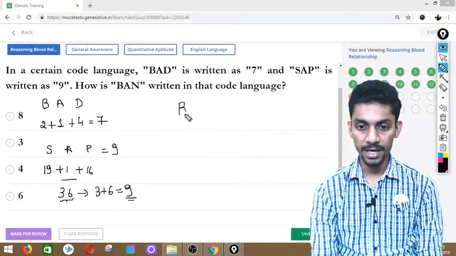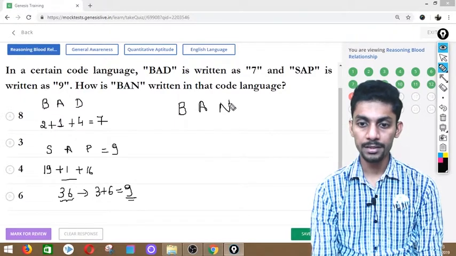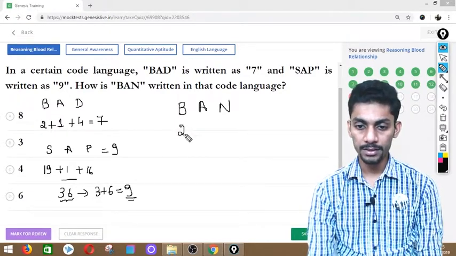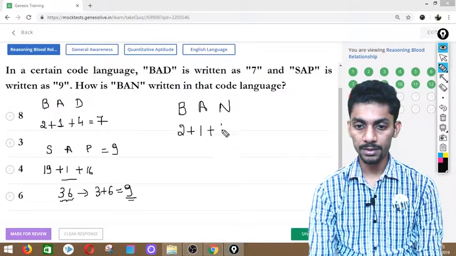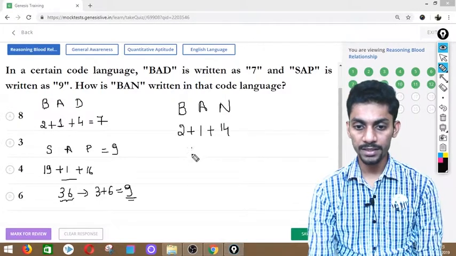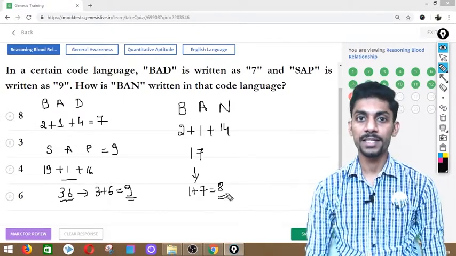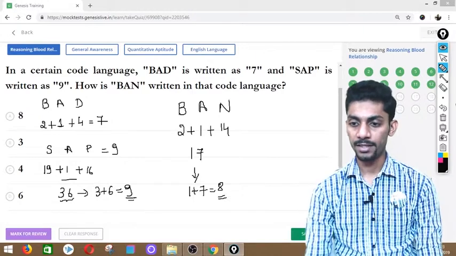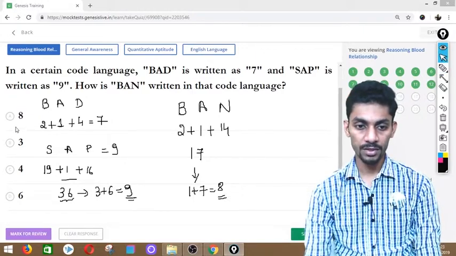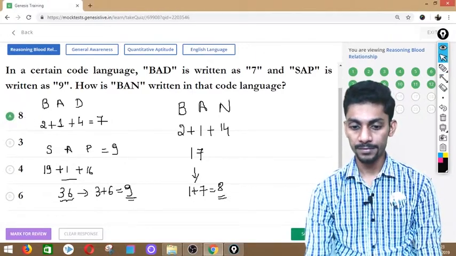Understood? Now the question is ban, B-A-N. How do they solve it? This is the second letter, this is the first letter, this is the 14th letter. Add everything, we'll get 17. So the next step will be 1 plus 7, that is 8. They are solving till we get a single digit. Understood? Yes. So mark that and go for the next one. Clear?